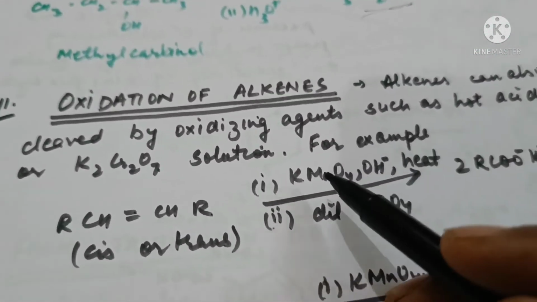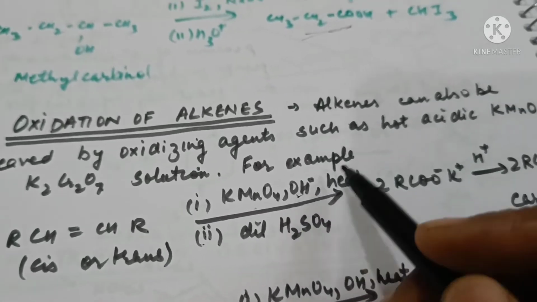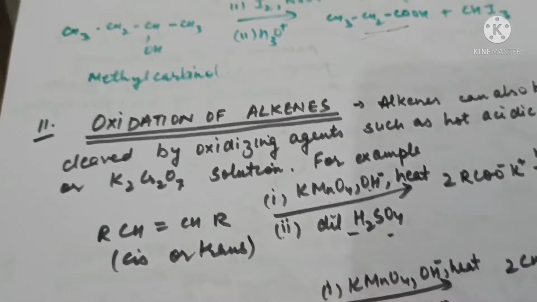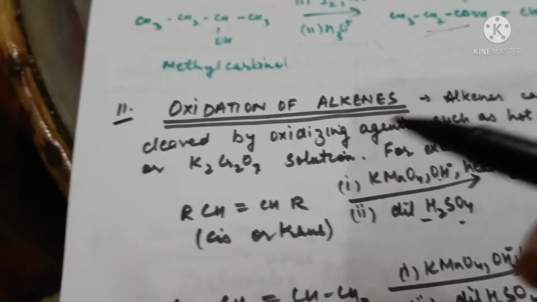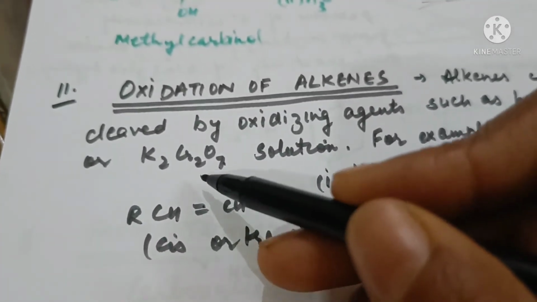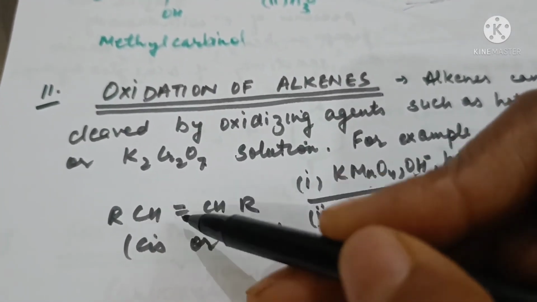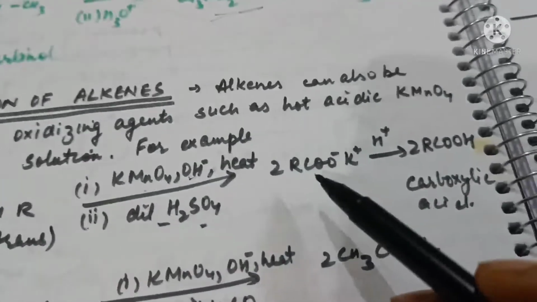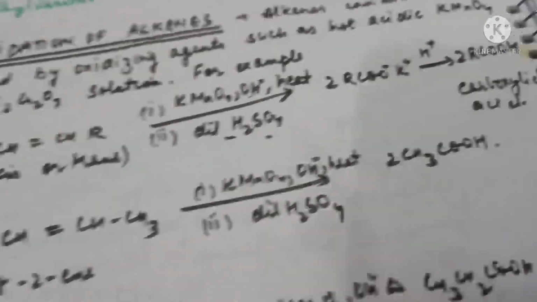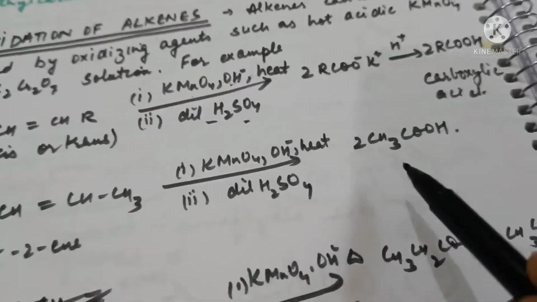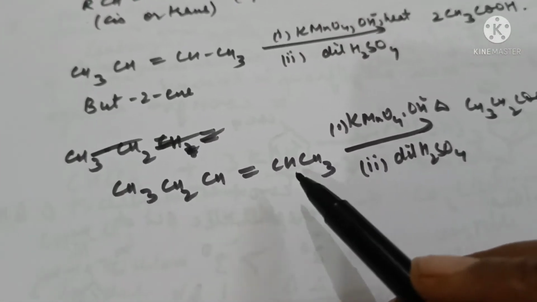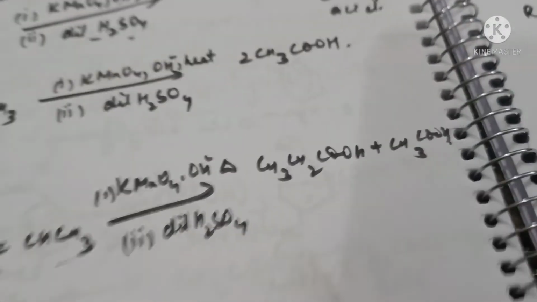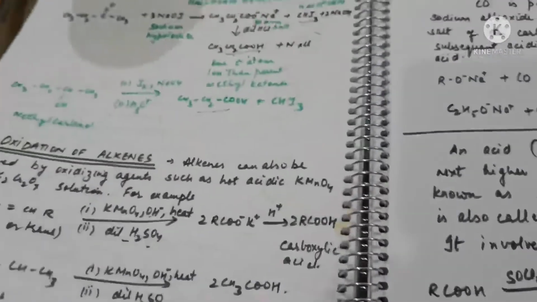Oxidation of alkenes can be done with KMnO4, hot acidic KMnO4 or potassium dichromate solution. Then on treatment with dilute sulfuric acid, the respective acid will be formed. The molecule breaks at the point of the double bond, so RCOOH compounds will ultimately be formed. Similarly, if butene breaks, it will form 2 ethanoic acid. If pentene breaks, it is going to form propanoic acid and ethanoic acid. This is oxidation of alkenes.